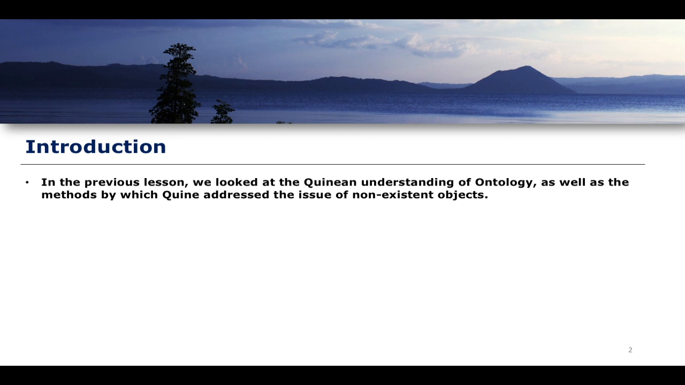Okay, the previous lesson went into a lot of detail examining the Quinean understanding of ontology. Quine famously wrote a paper titled "On What Exists," and essentially we talked about the method by which Quine addresses some of the major ontological questions, what some may consider to be paradoxical elements of ontology. So, for example, how can we show that statements or propositions suggesting the existence of non-existent objects have some kind of value?